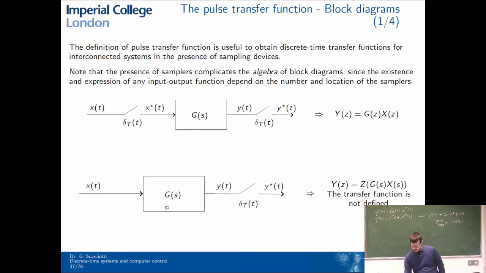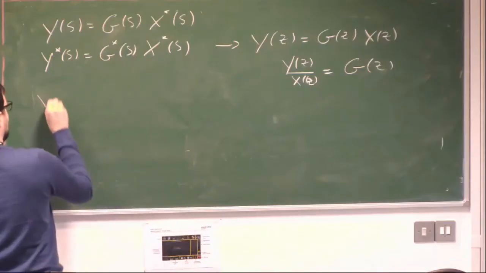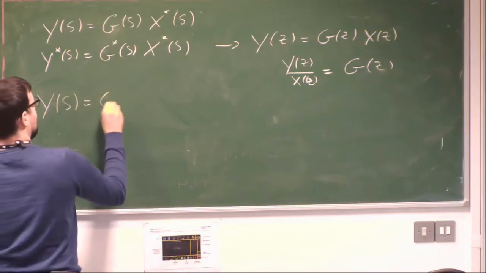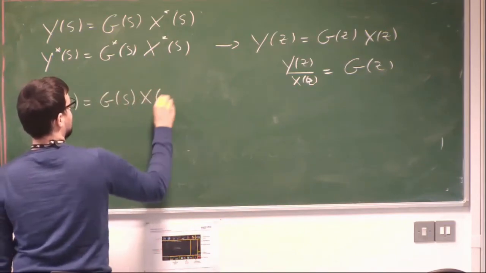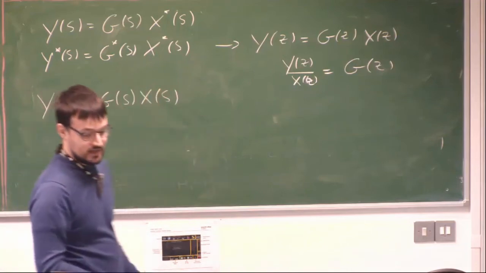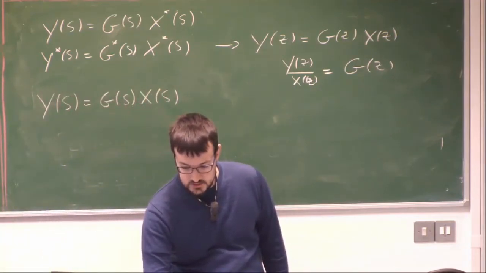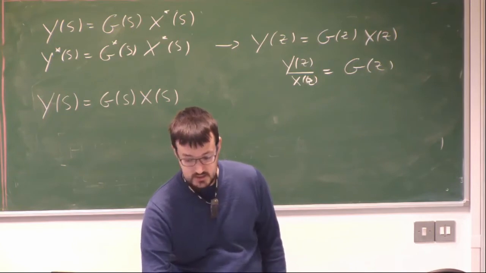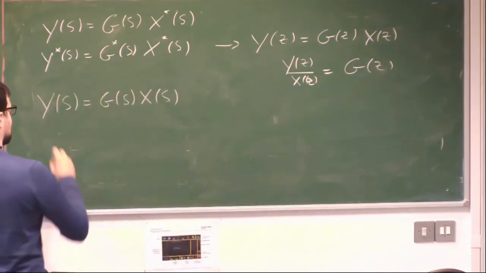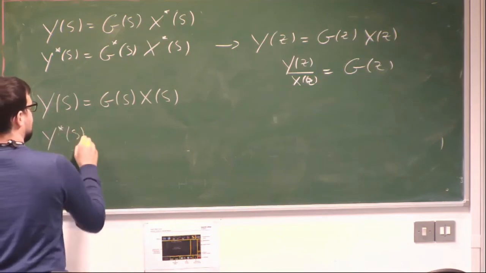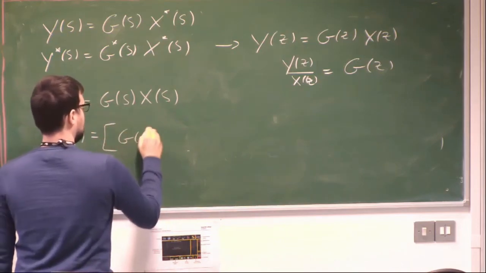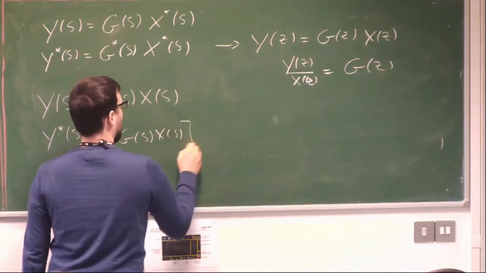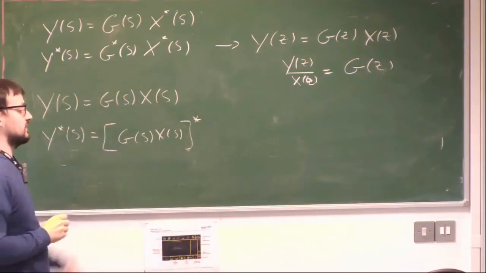Now let's analyze this other block. In this block we see that what is missing is a sampler between x(t) and g(s). So this means that for the second block y(s) is equal to g(s) times x(s), without the star here, because there is no sampler and so there is no starred version of that signal. So if now we compute the starred version of this, we get y*(s) equal to g(s) x(s), all starred, and we cannot distribute this star between the two.